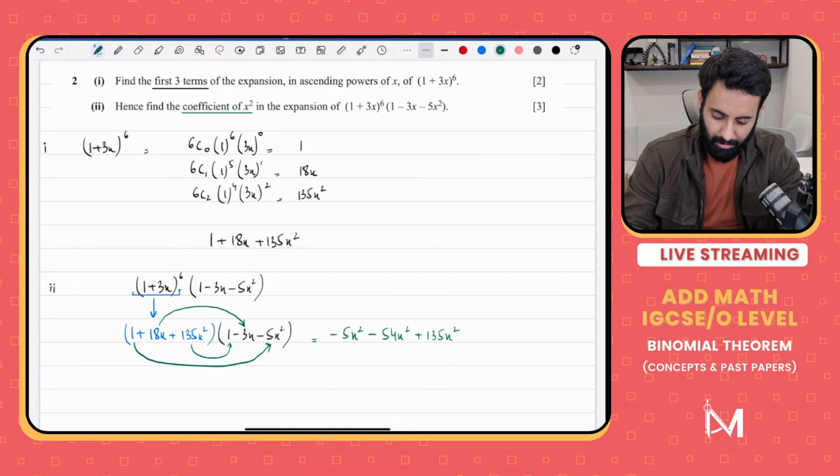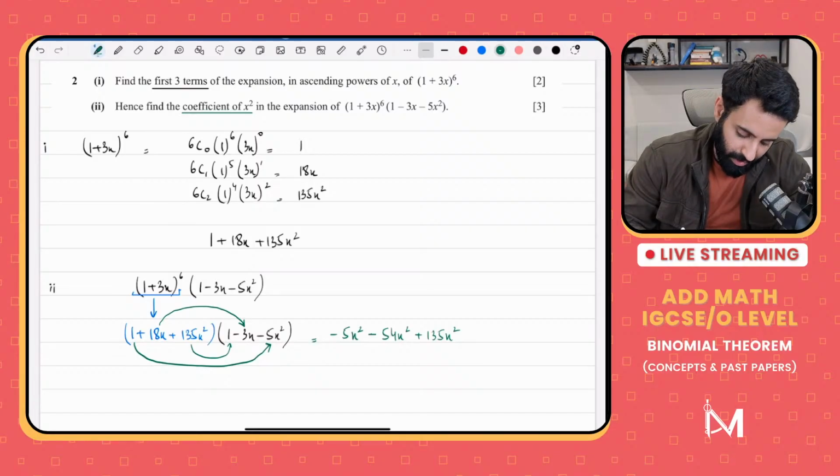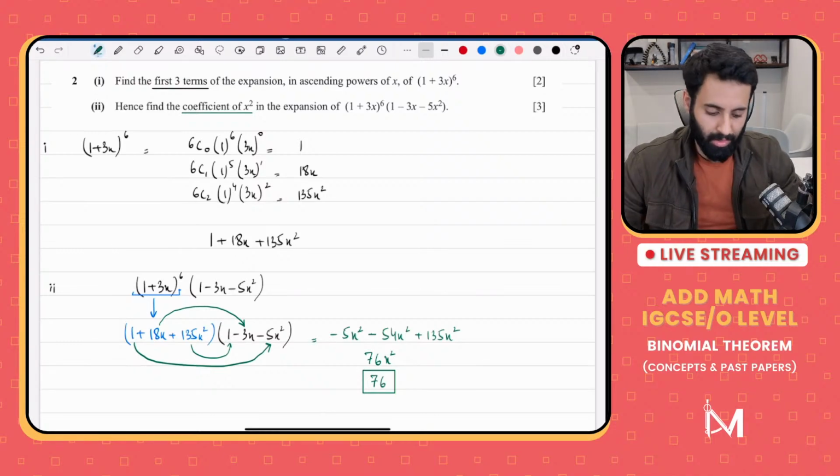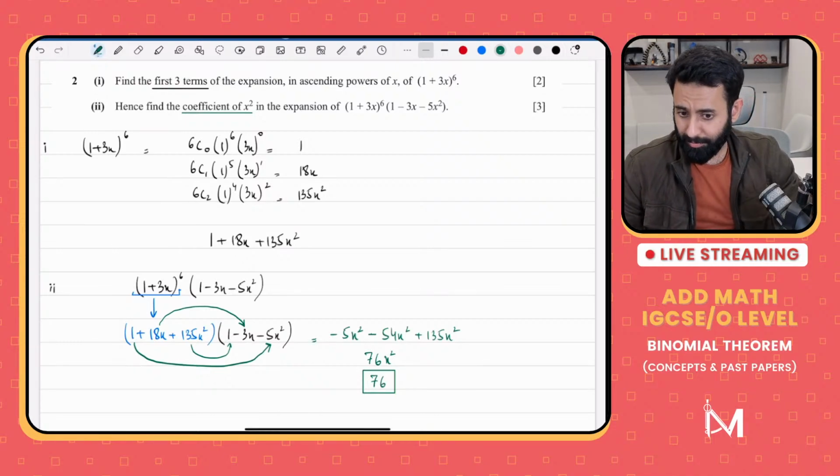Now let's work this out. Minus 5 minus 54 plus 135. What do we get? We get 76x squared. And the final answer will be 76 only. Why? Because the question was asking you just for the coefficient of x squared. Nothing more and nothing less.